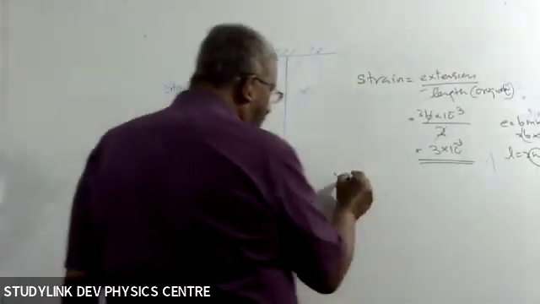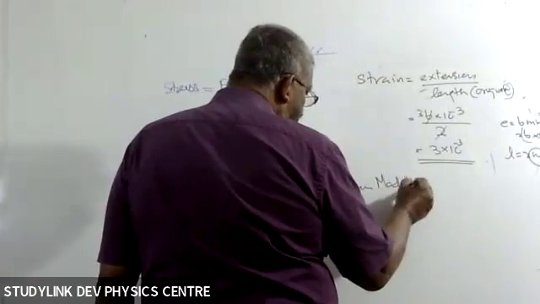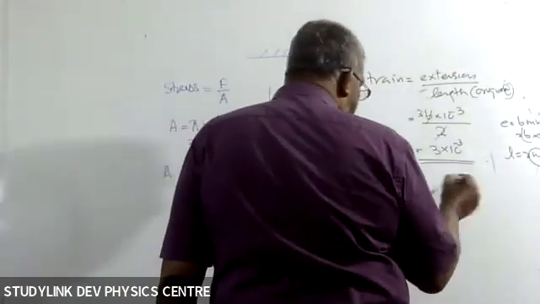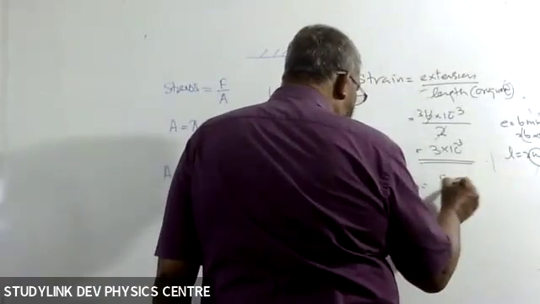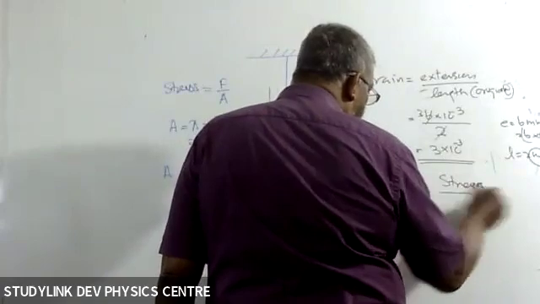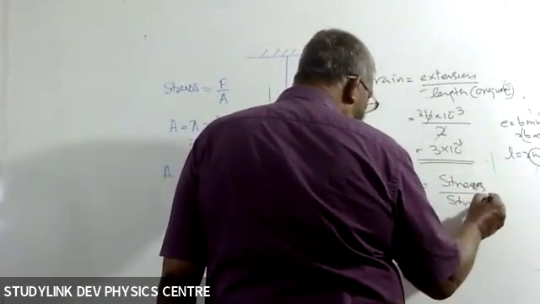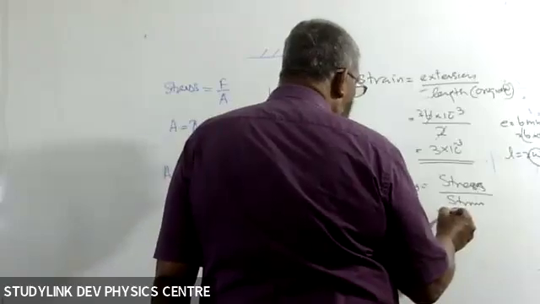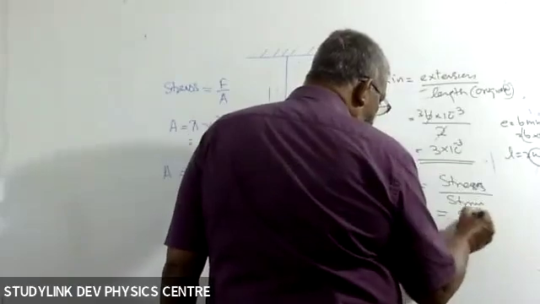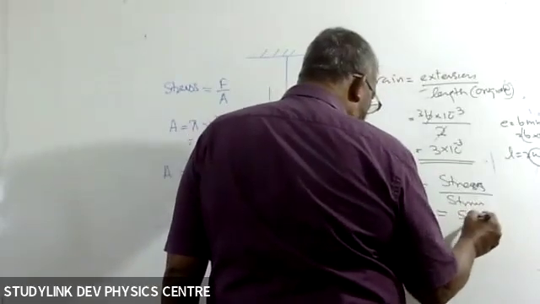After that, Young modulus. Young modulus is equal to stress, or you can write tensile stress, divided by strain, tensile strain. So now we got the stress. If you have taken the value, just write the value.